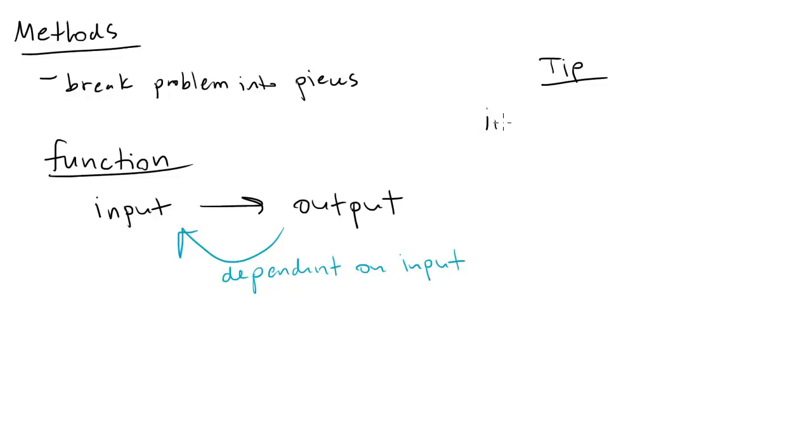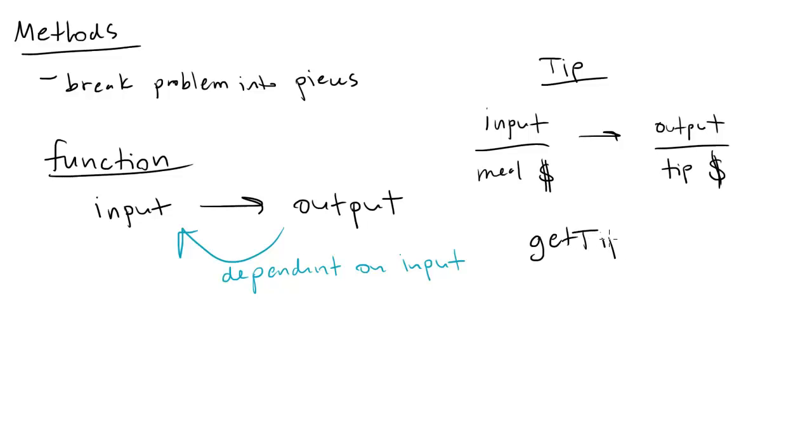And so the input is the meal cost, and the output is the tip in dollars. In this sense, the tip is going to be dependent on the meal. What we can do in Java is set things up that have a name. I'll implement this very shortly so you can see it, but basically you can say something like getTip when the meal is $100.